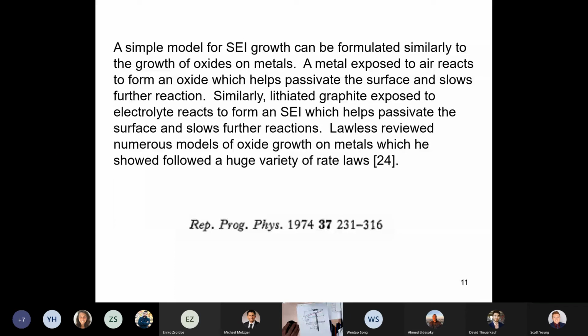Yeah, Alex has some nice movies of lithiated graphite electrodes put into water. They just kind of fizz and they don't do too much compared to high surface area lithium metal, which is like an explosion.